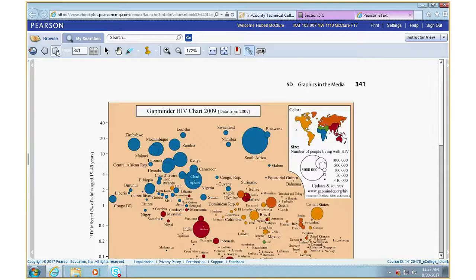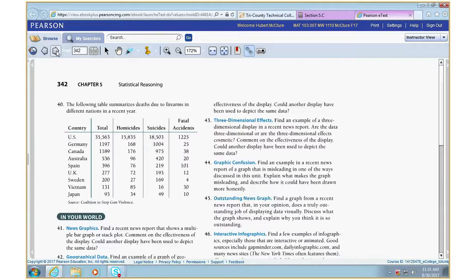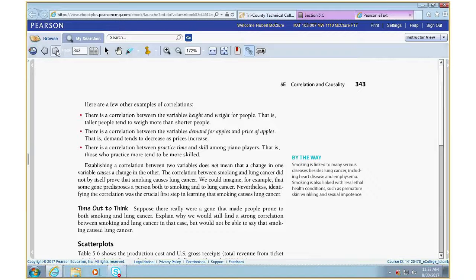I'm trying to get there, people. It's like 500 pages.